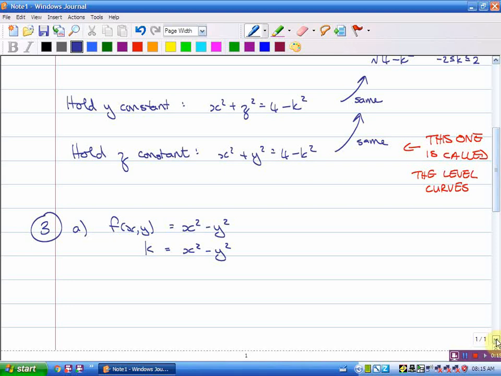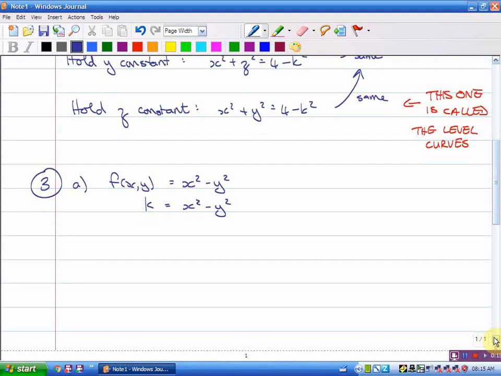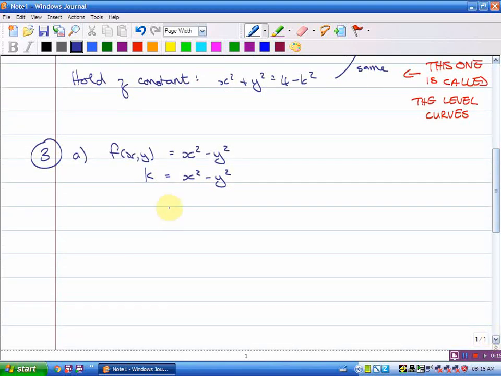Surely you did conic sections in first year. What are they teaching? I'm getting old. What are they teaching the youth nowadays? Here we go.